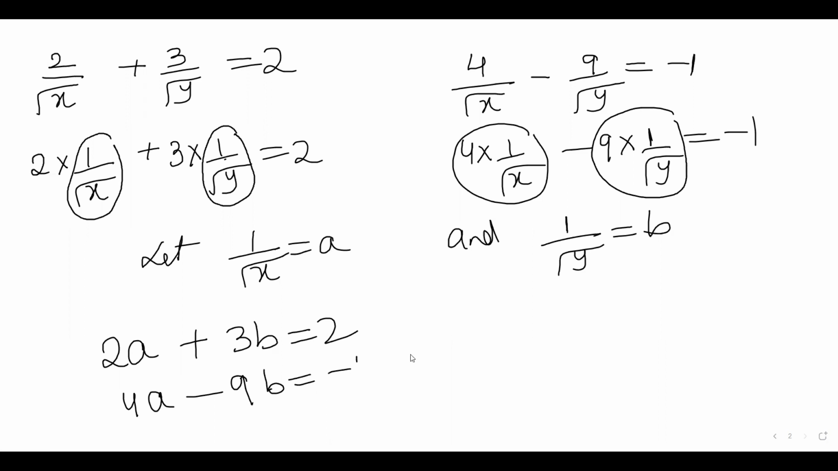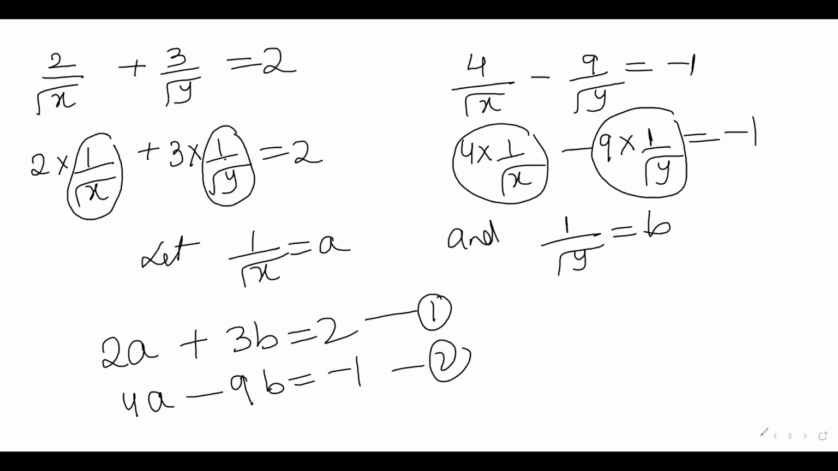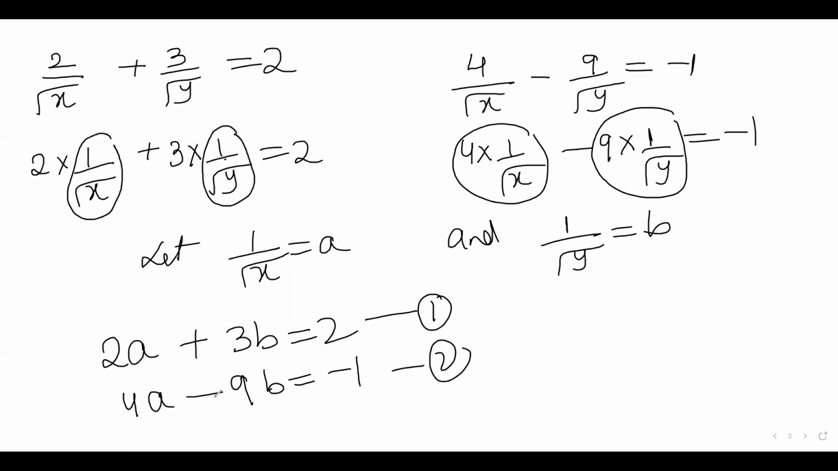Now here I converted the given equations into a and b. I name these equations as 1 and 2. I will try to solve these equations by elimination method and find a, b values. Let us write these equations in the next page. 2a plus 3b is equal to 2. 4a minus 9b is equal to minus 1.